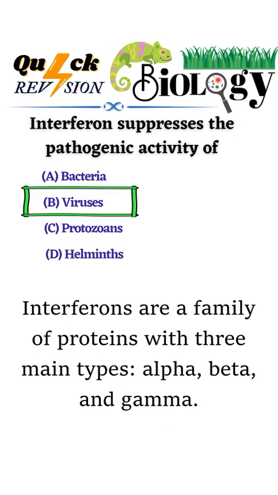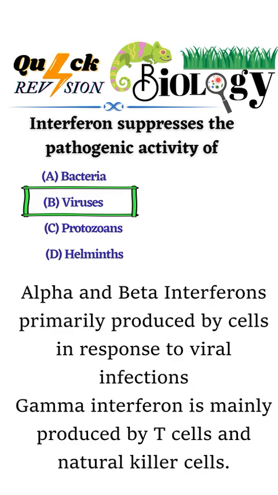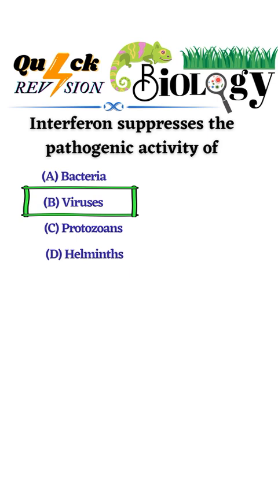Interferons are a family of proteins with three main types: alpha, beta, and gamma. Alpha and beta interferons are primarily produced by cells in response to viral infections. Gamma interferon is mainly produced by T cells and natural killer cells. After revealing this question, we move towards our next question.